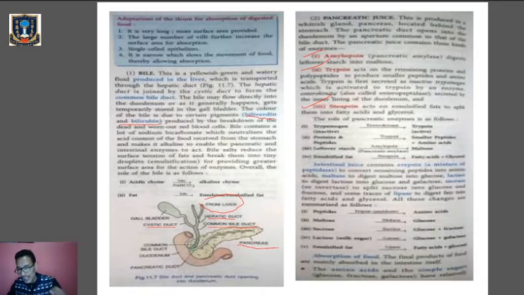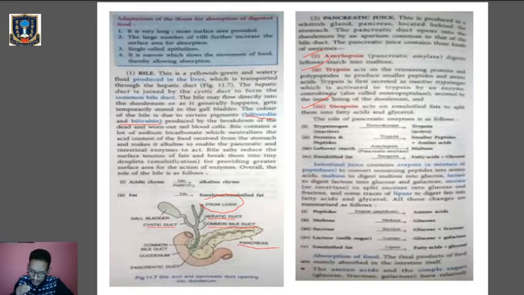Maltase, M-A-L-T-A-S-E, maltase will digest the maltose into glucose. Then we have lactase, L-A-C-T-A-S-E, lactase will digest the lactose into glucose and galactose. Sucrase, S-U-C-R-A-S-E, sucrase will digest your sucrose into glucose and fructose. And there are traces of lipase, L-I-P-A-S-E, which will digest the fat into fatty acids and glycerol.